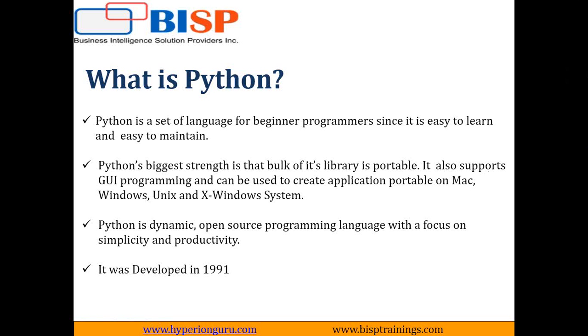And it was developed in 1991. So Python comes into the picture in 1991, and since then, Python has become very popular. Sometimes people used to say that Python is an old language. Yes, definitely Python is an old language. You can see it came into the market in 1991, so it's more than 20 years, right? But still Python is gaining popularity.